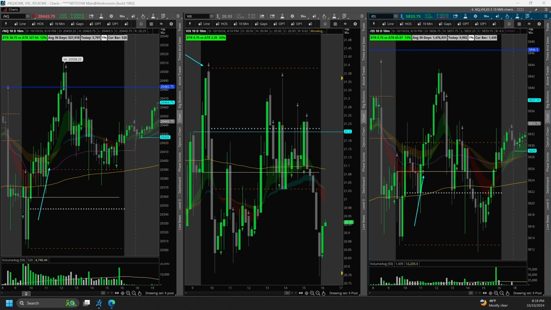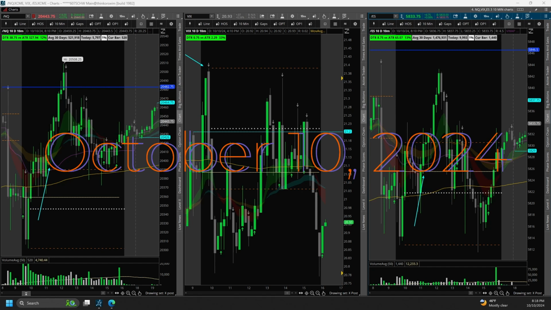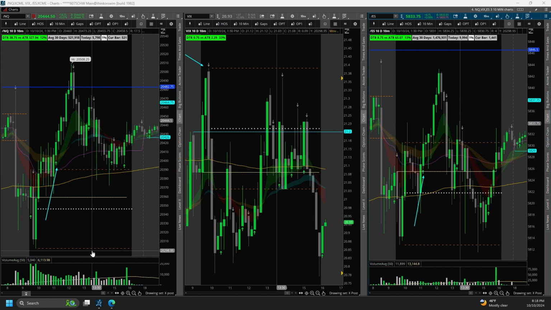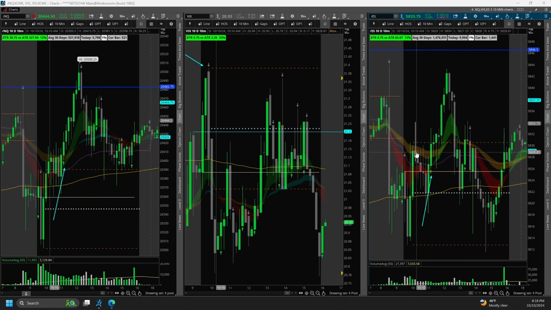So let's start by looking at today. Today is Thursday, October 10th, 2024. Difficult day to trade. You see NQ and ES both had this big knife down here following the CPI print. Really a lot of chop, right? So the confusing part was where you had conflicting sentiment.